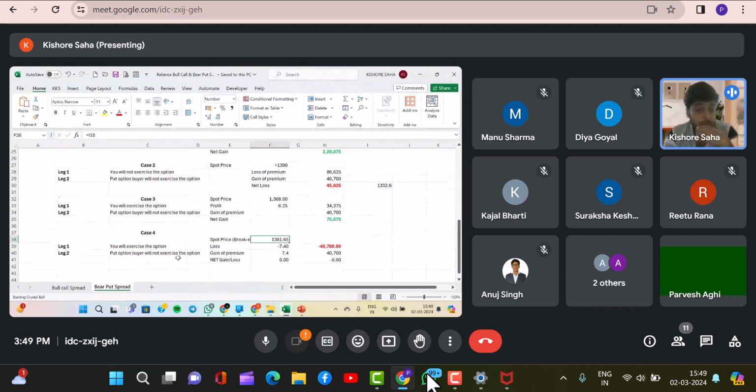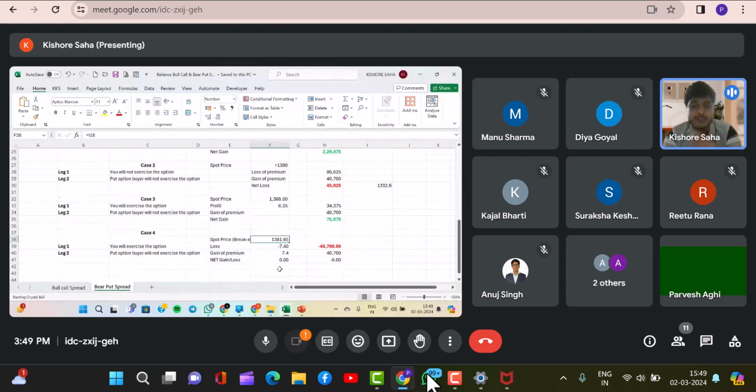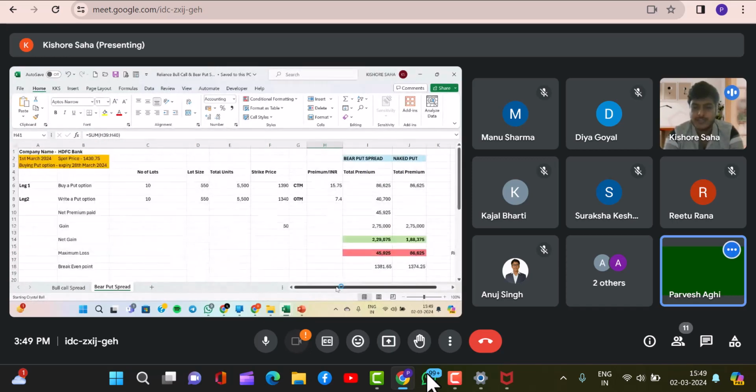But the put option buyer will not exercise the option because the strike price is 1340. So in this case my gain of premium would be 7.4 per share because the option buyer has not exercised the rights. So in this case my net gain is 0. So these are the two strategies that we can apply in the market while performing any trades.